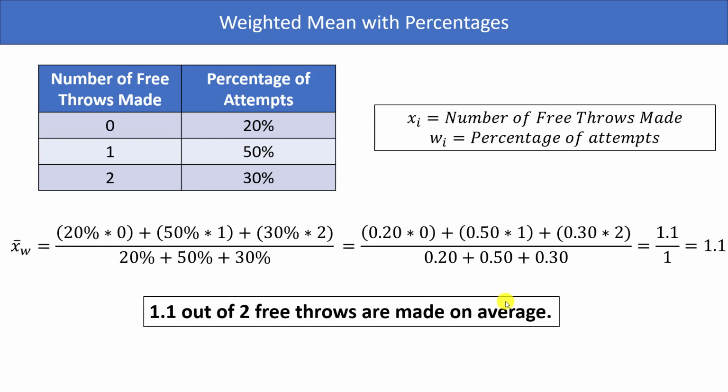Now you may have noticed that the denominator summed to 1 and therefore did not really change our answer at all. And that's always going to be the case with weighted means with percentages. So sometimes you can just think about only calculating the numerator of the formula if you're doing a weighted mean with percentages, since that denominator is not going to change your answer.